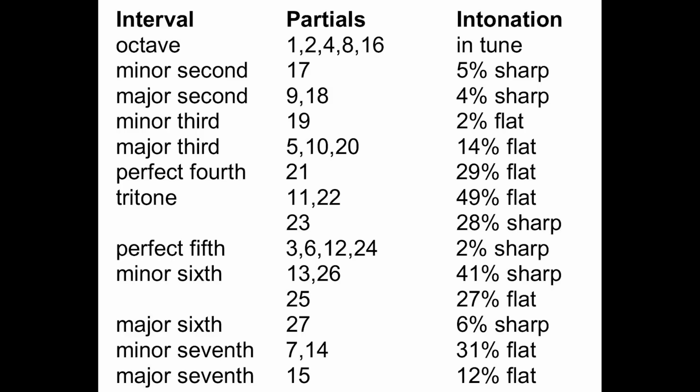After these, the overtones are considerably out of tune. The perfect fourth is 29% flat, minor seventh 31% flat. The tritone and minor sixth have really no good choices. 11 and 22 are 49% flat, and 23 is 28% sharp for the tritone. 13 and 26 are 41% sharp, and 25 is 27% flat for the minor sixth.